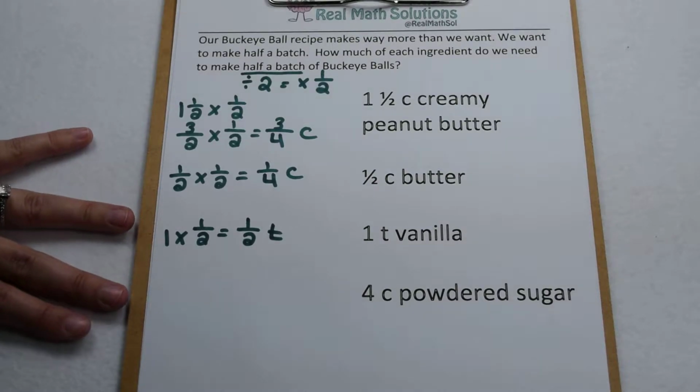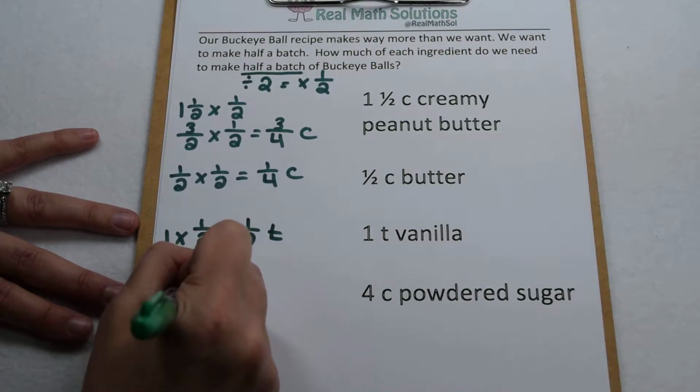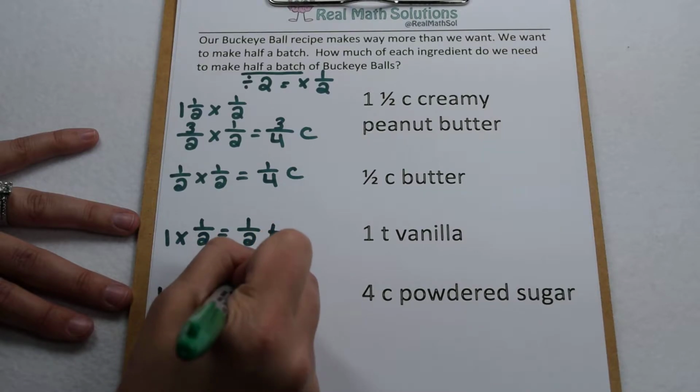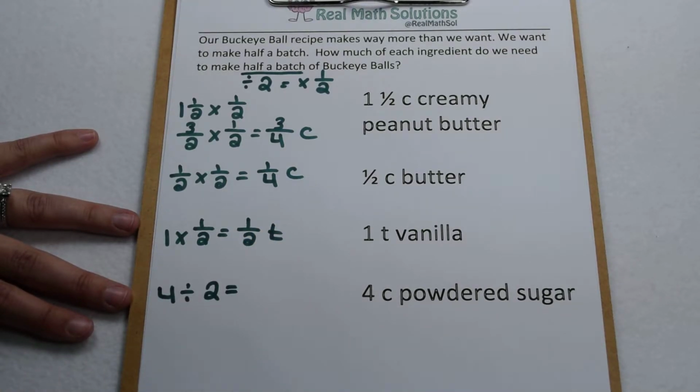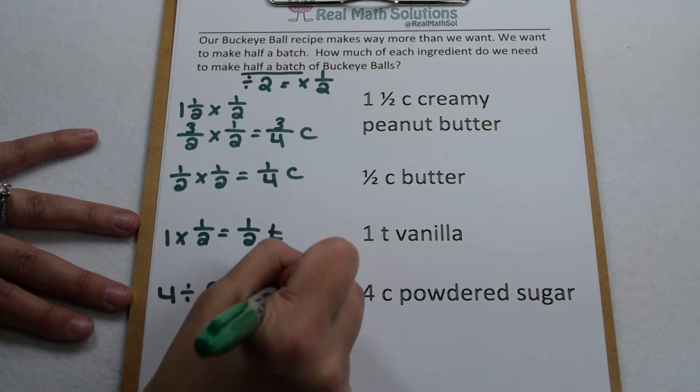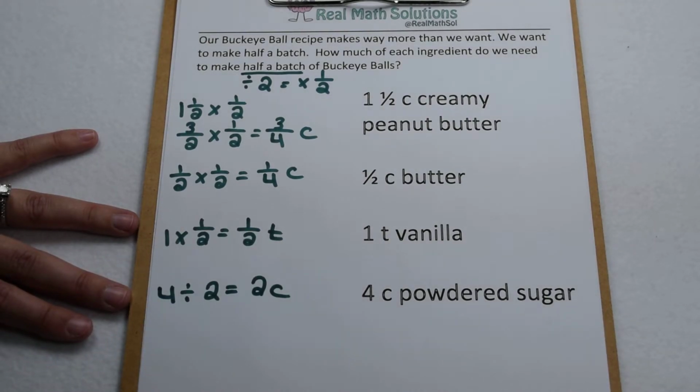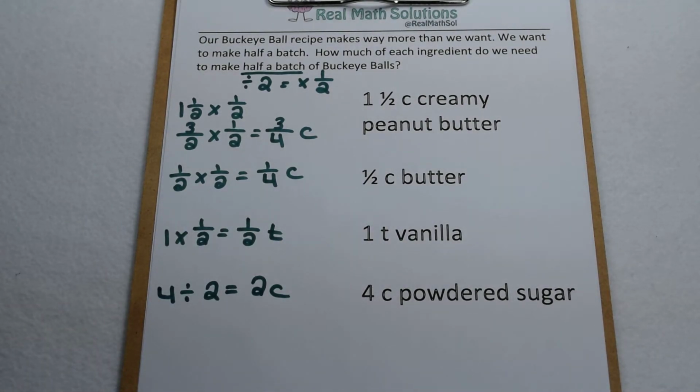Our last ingredient is 4 cups of powdered sugar. Well, since 4 is a whole number, I'm going to go ahead and simply divide it by 2. 4 divided by 2 means I need 2 cups of powdered sugar in my half batch. Now I can make half a batch of Buckeye balls, still enjoy them, but not eat as many.